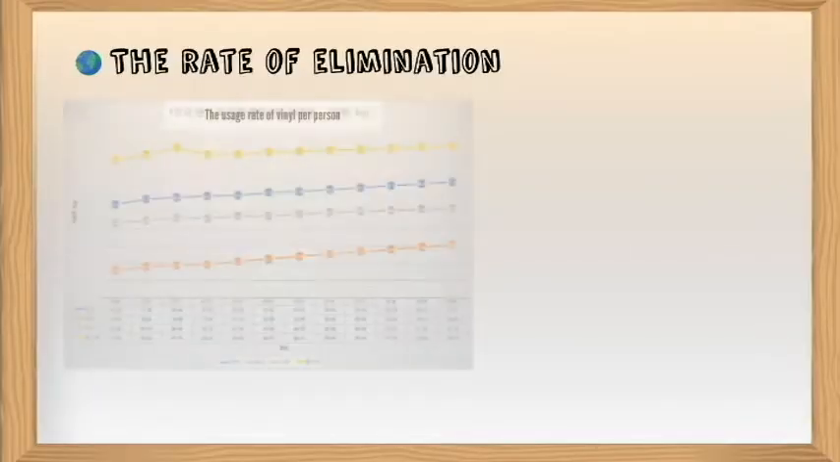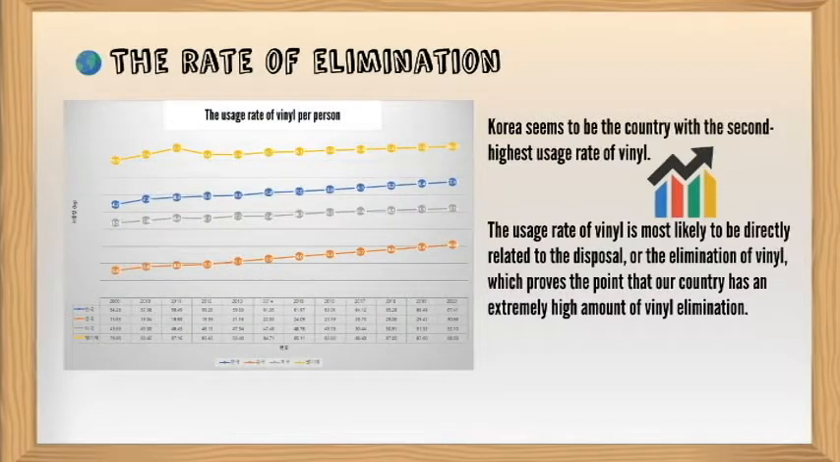Now let us look at the rate of elimination. If we look at the graph right here, Korea seems to be the country with the second highest usage rate of vinyl. The usage rate of vinyl is most likely to be directly related to the disposal or the elimination of vinyl, which proves the point that our country has an extremely high amount of vinyl elimination.